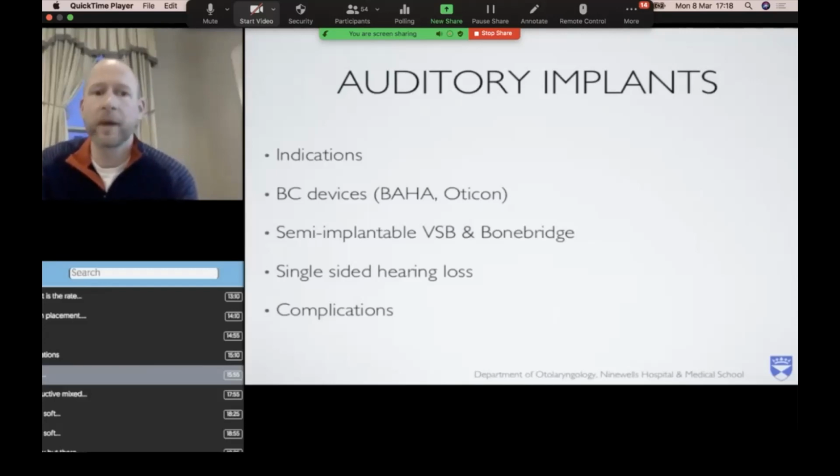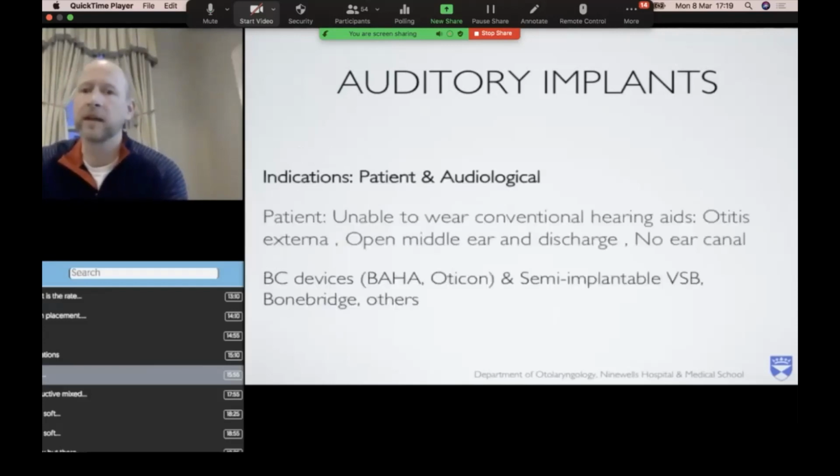So we need to talk about indications. We need to talk about the types of bone conduction devices that are available. We need to talk about semi-implantable devices. When I say semi-implantable, they've got an external processor, but they're sort of under the skin. You might come across single-sided hearing loss patients, either in the clinical or in the Viva, and probably complications. I'll just touch on that.